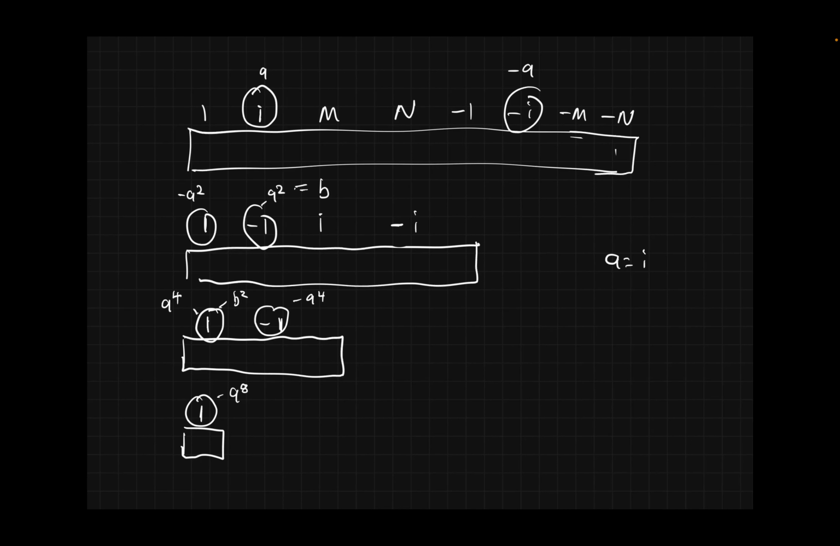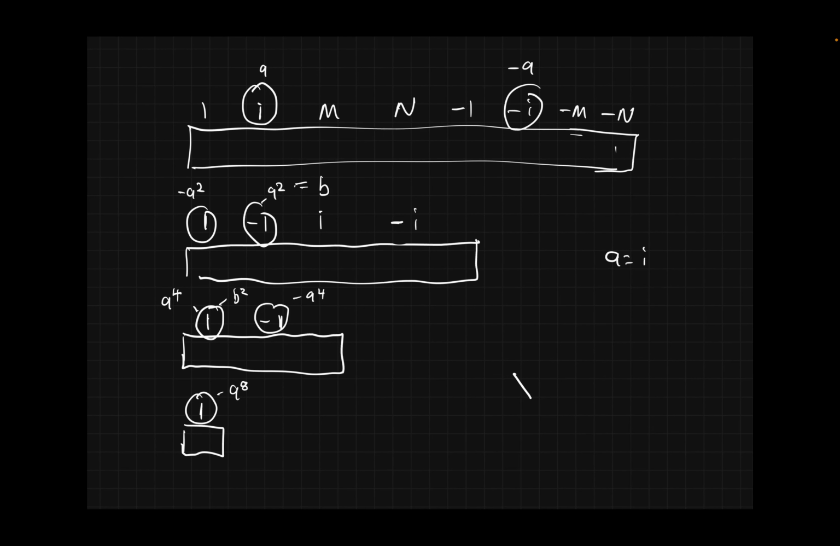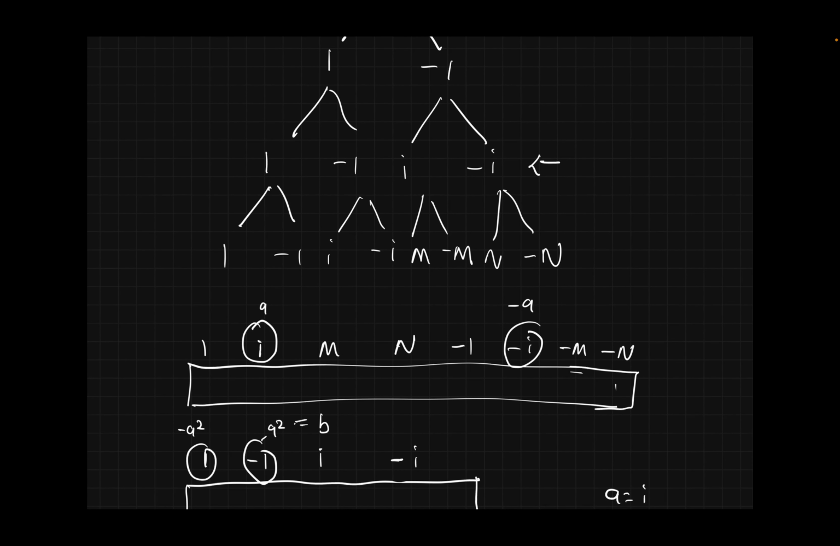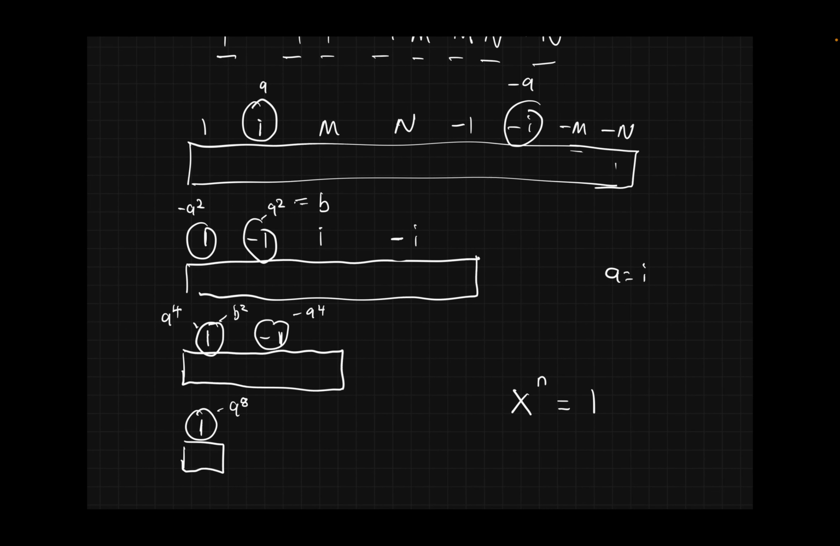And remember, the root of unity is such that any value in that root of unity raised to the power of n is going to be equal to 1. And in our case, n is what? 8. 1, 2, 3, 4, 5, 6, 7, 8. That's why A raised to the power of 8 is 1. Does it make sense?